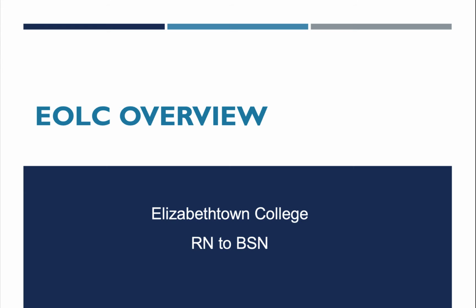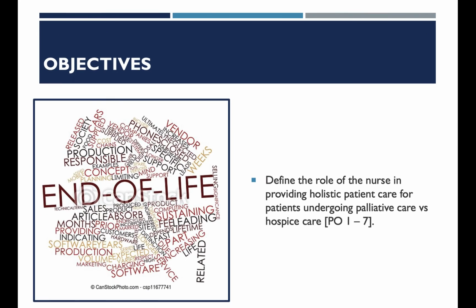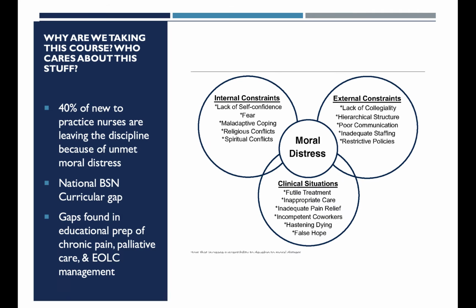Today we're going to be talking about just a broad overview of this course and some of the key concepts. The objectives of this lecture are to describe and define the role of the nurse in providing holistic care for patients undergoing all of the key concepts in this course: chronic pain, palliative care, hospice, end-of-life care.